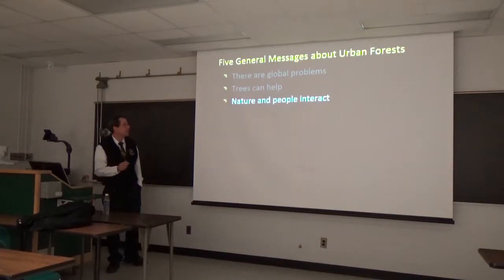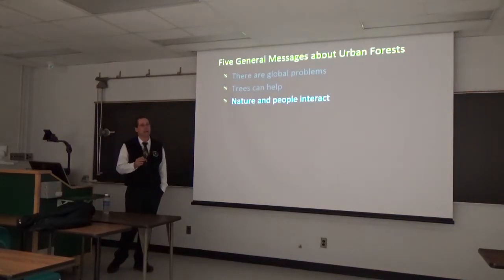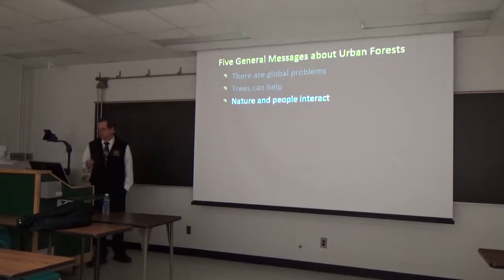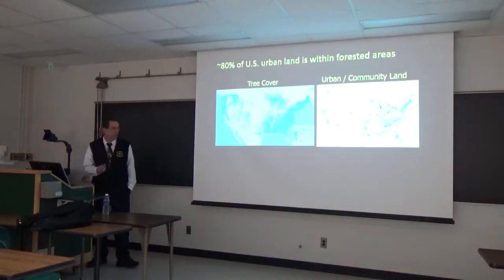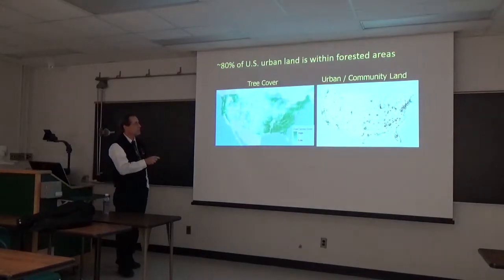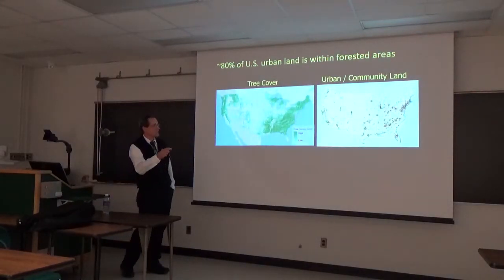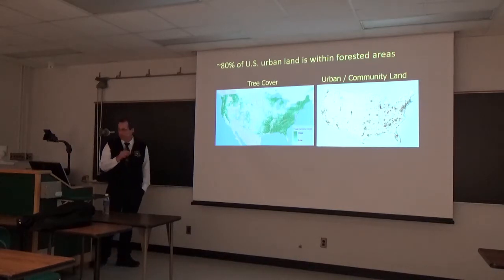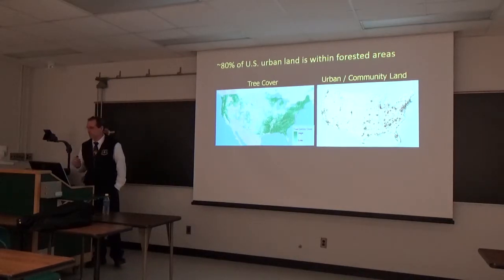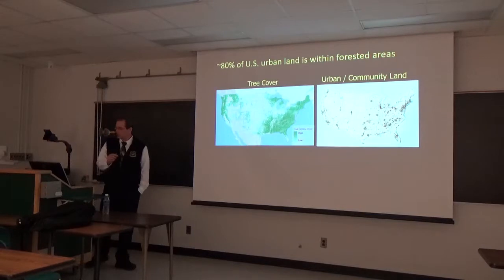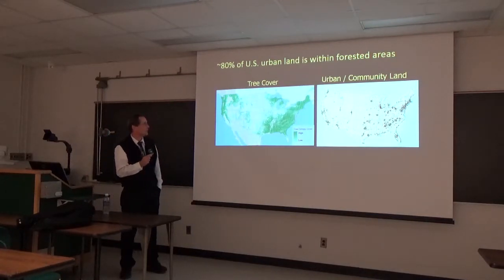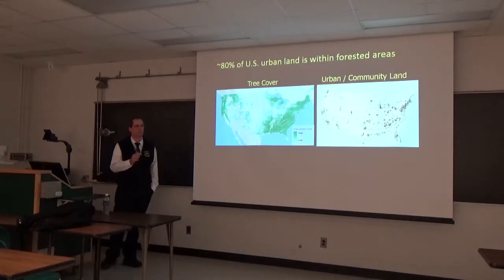Message number 3, nature and people interact. It's not all about nature and it's not all about people. It's the interaction between the two that becomes important. Left is the tree cover map in the United States. Right is the urban and what's called community land, which are the political definitions of the cities and towns themselves. What do you notice about this? Where are most of the cities? Are they in the deserts or do they tend to be in the forests?